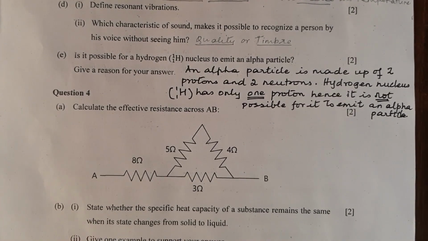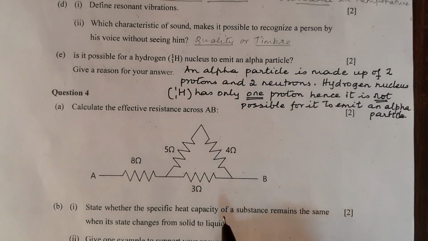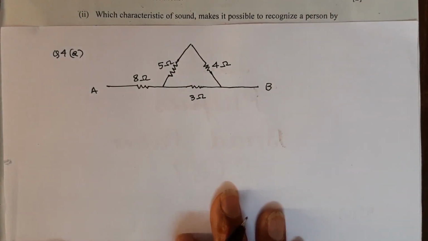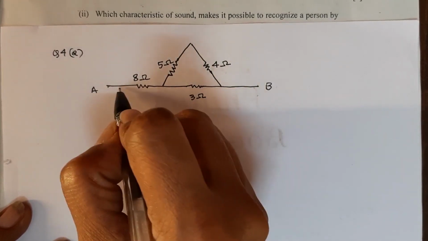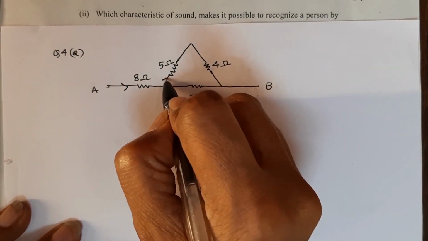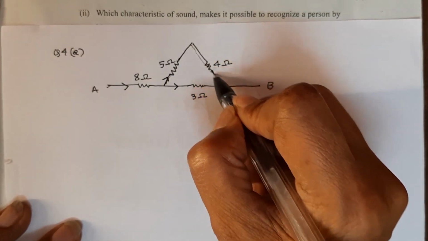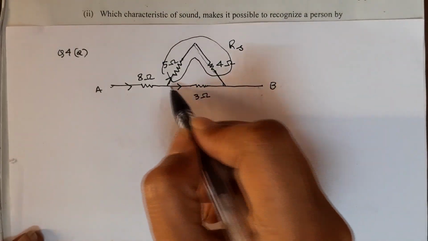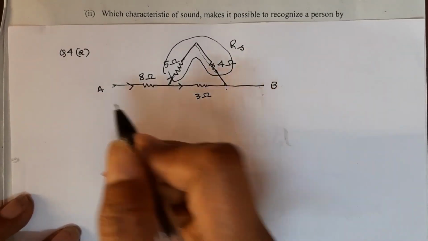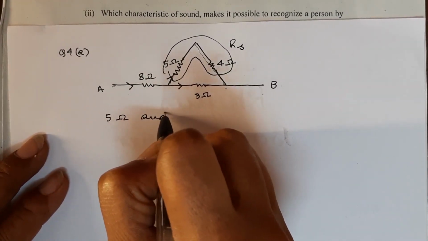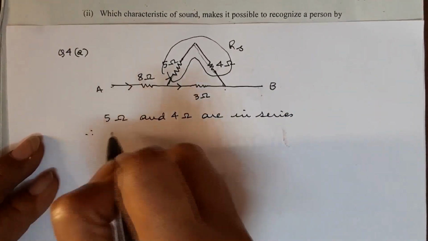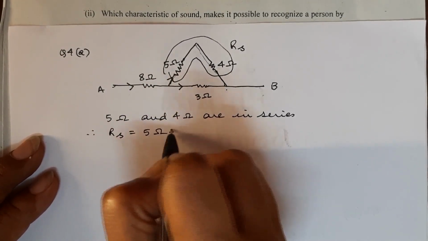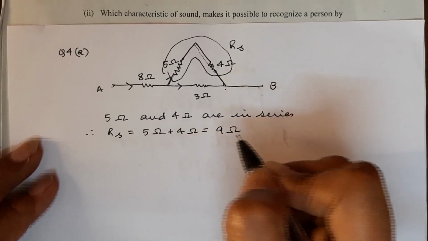We come to question 4A. Calculate the effective resistance across AB. Now we draw the diagram on our paper, and now we look at the direction of the current. If we pass the current from A, it will go into 2 branches. This will be one branch, so we will have this in series, so I'll call that as RS, and then this RS and this will be in parallel. So we write 5 ohm and 4 ohm are in series. Therefore, RS is equal to 5 ohm plus 4 ohm, which is 9 ohm.